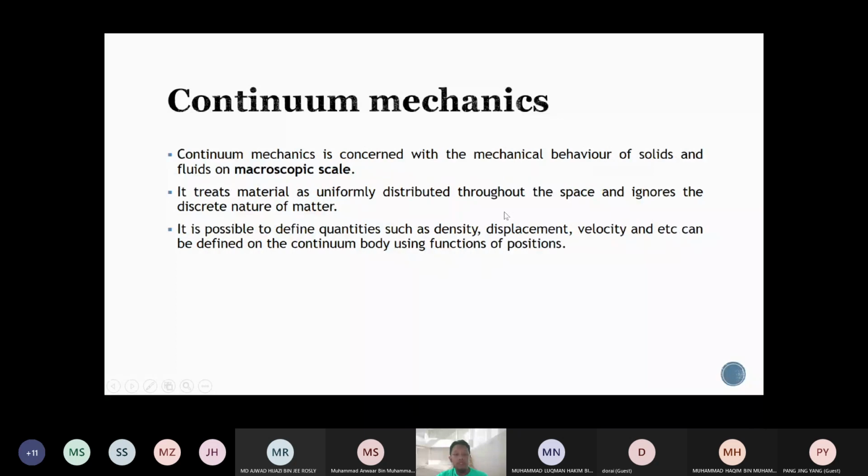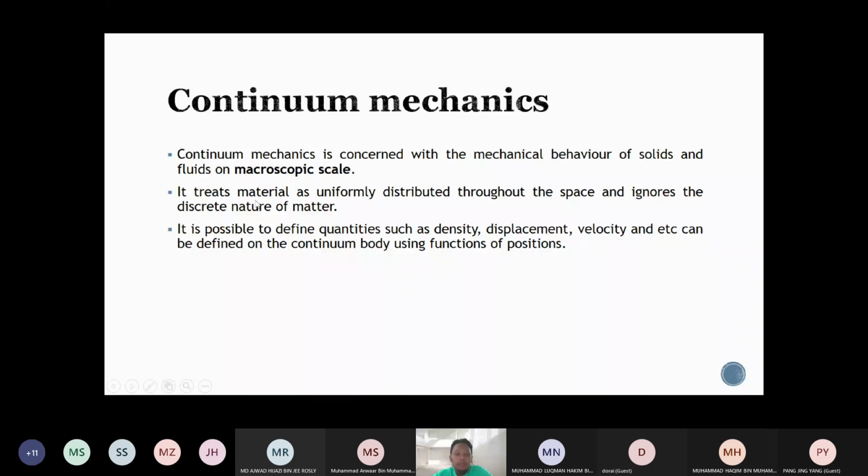So continuum mechanics is concerned with the mechanical behavior of solids and fluids at macroscopic scale. Macroscopic maksudnya skala yang lebih besar. So kita tengok for example balls, a bola. Kita nampak bola itu adalah pada skala yang besar. But if you zoom in on the bola, you might see the interaction between atoms to make sure that the bola is in spherical shape. Okay, but we don't want to look at the zoomed state or microscopic state. Okay, we look at the macroscopic scale.